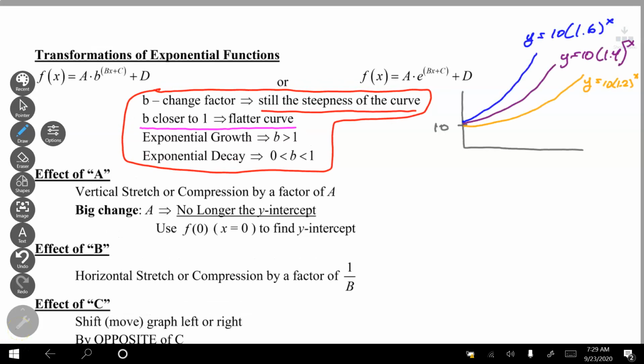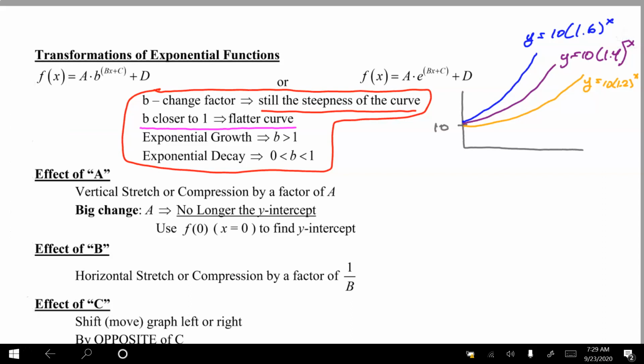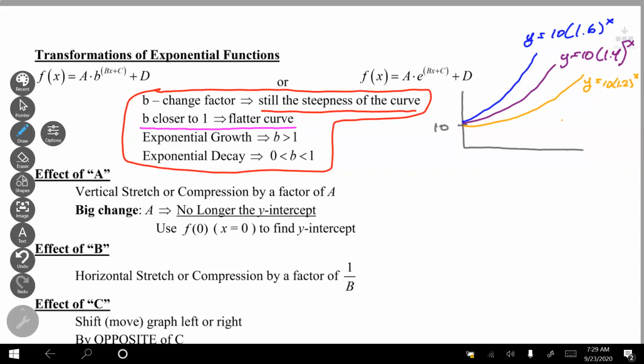So it's easy to see on an exponential growth comparison that when the b value gets larger, the graph gets steeper. Or when the b value gets closer to 1, like this orange one, this orange graph is flatter than the rest. Now it's a little bit different when we do it for exponential decay.